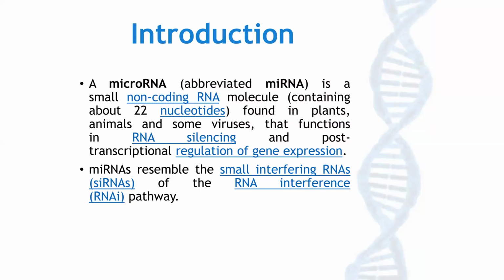And this microRNA resembles small interfering RNA. Remember that RNA interference is of two types: microRNA and small interfering RNA. So they resemble each other. One very interesting thing is that microRNA usually inhibits the translation of proteins at the level of the cytoplasm.